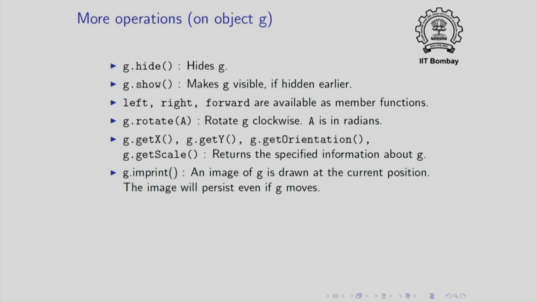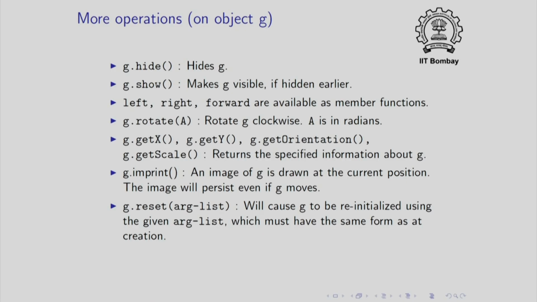Here is an interesting function provided. You can write g.imprint without any arguments, and basically this causes an image of g to be drawn at the current position, orientation and scale. This image will be permanently drawn on the canvas just as the turtle draws lines. This image will persist even if g moves. So you can stamp that object at several places, and the object can of course keep moving and do more stamping or create more images if you wish.